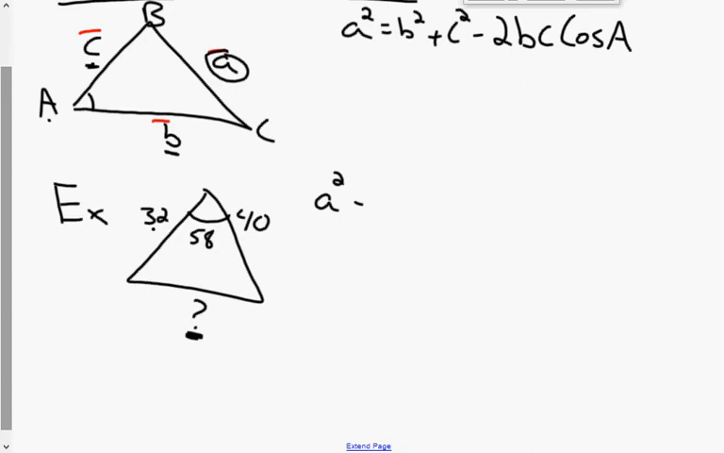A squared is what I'm looking for, so I leave it there. I'm going to make 32 my b squared. So 32 squared plus 40 squared minus 2 times 32 times 40 cosine A. Is cosine A 58? Oh yeah, 58, sorry.